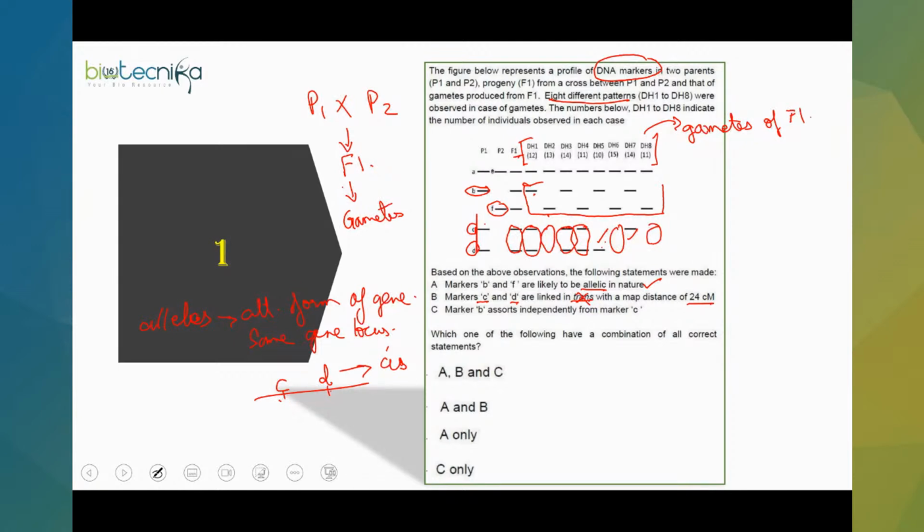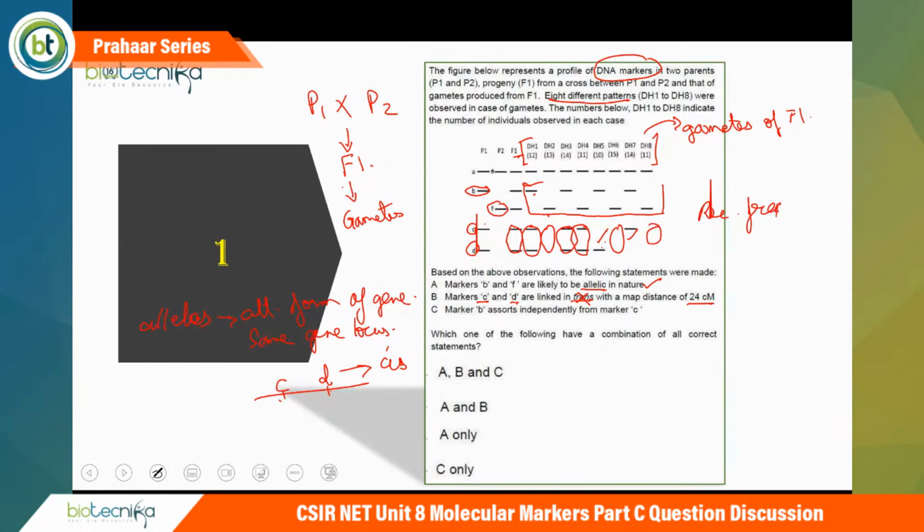Okay, so what will it be? These are the recombinants. So when we are calculating the recombination frequency, how will we get it? It will be the number of recombinants. So the number of recombinants is how much? 10 and 14. So 10 plus 14 divided by the total number of gametes. When you add them up, it is 100. Okay. And multiplied by 100, that will give you the recombination frequency percentage, which is the distance. So 24 centimorgan is the distance, that is correct. Okay, but C and D are not linked in trans. So this statement is wrong.